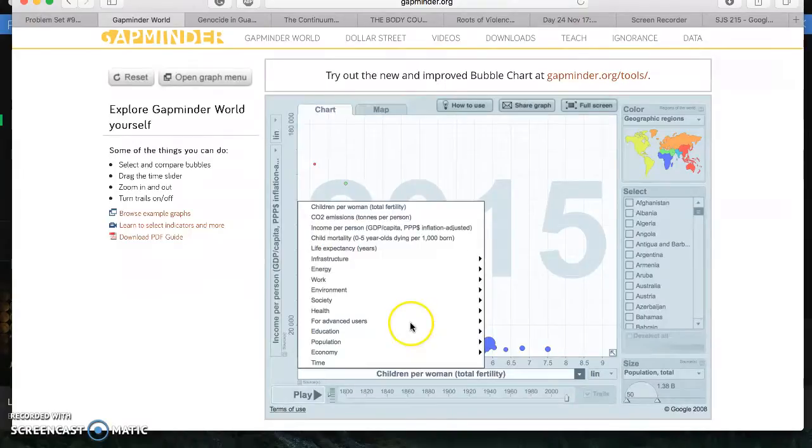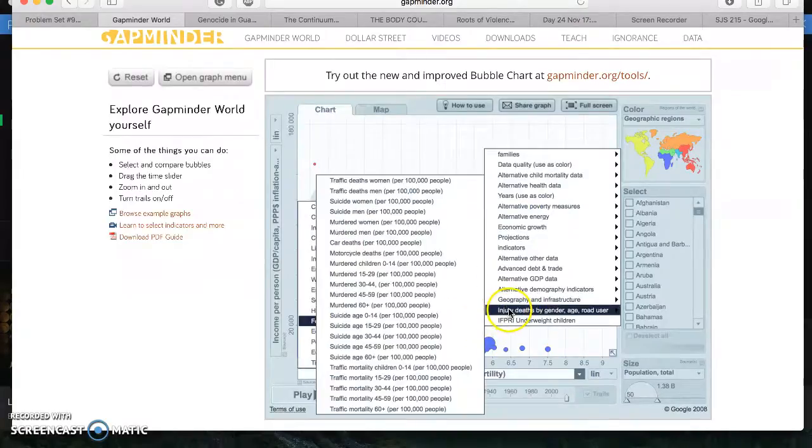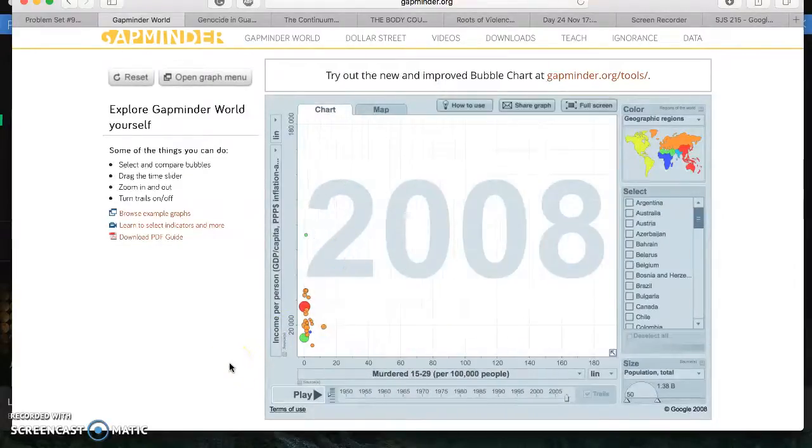So for the x-axis, I have to go to advanced users, injury deaths by gender, and then I have different age ranges of people who were murdered. So I think I'm just going to pick murder from 15 to 29-year-olds.